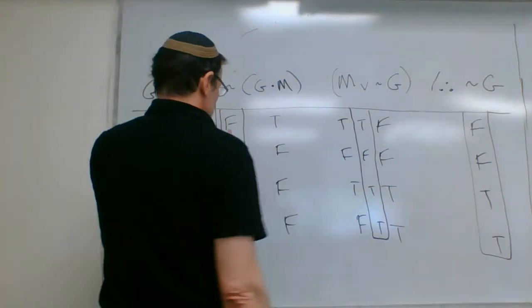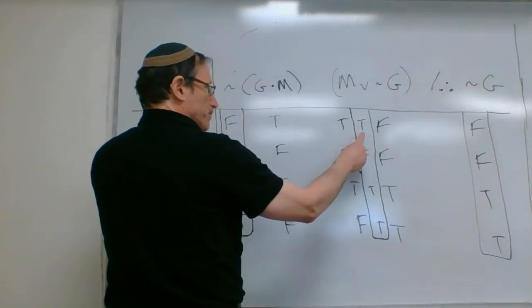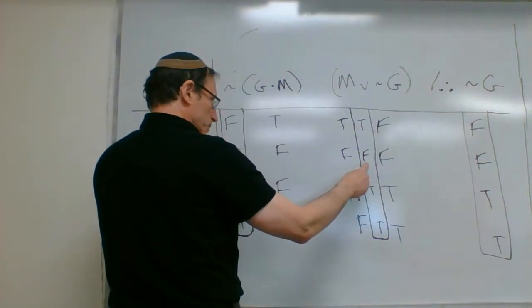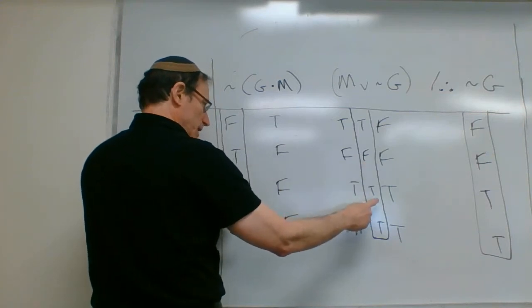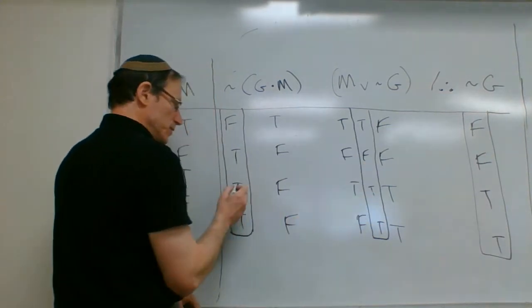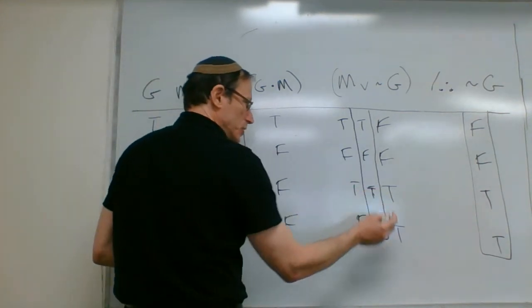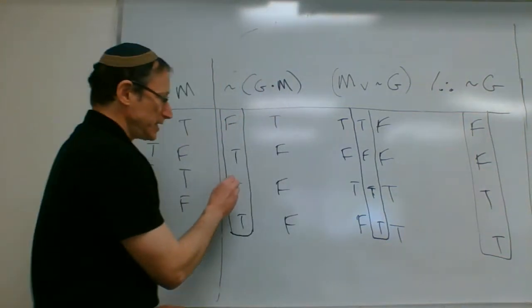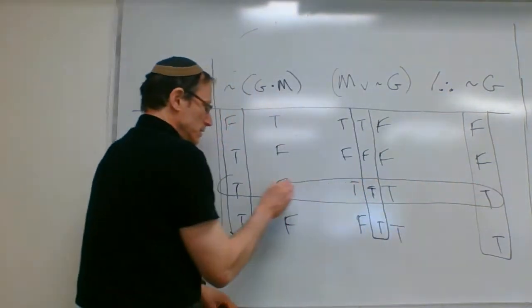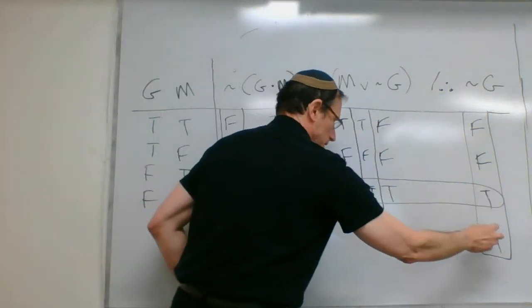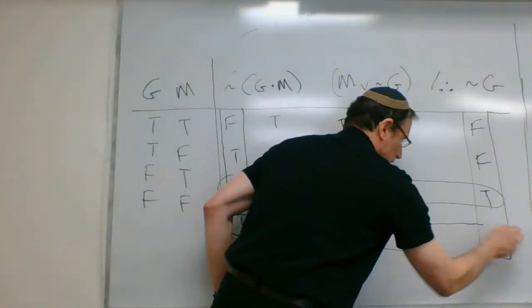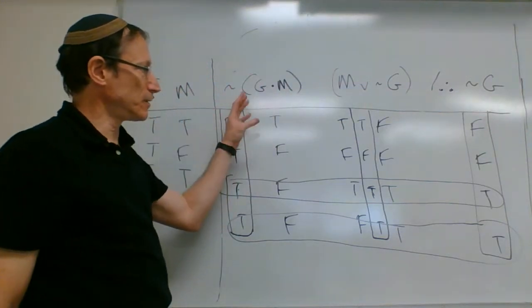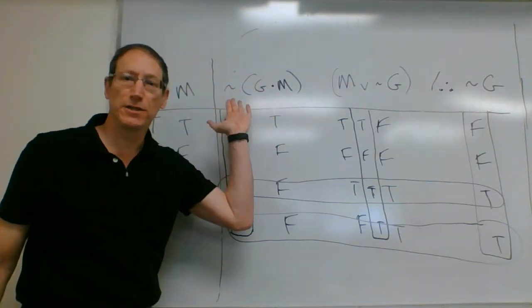Well, over here, I see that on this row, this is not a row where all the premises come out true. On the two bottom rows, the premises come out true. But lo and behold, the conclusion also comes out true on that row, right? T, T, T. And on the bottom row, they also all came out true. That means it's impossible, given these premises. There's never going to be a case, no matter what G and M stand for.